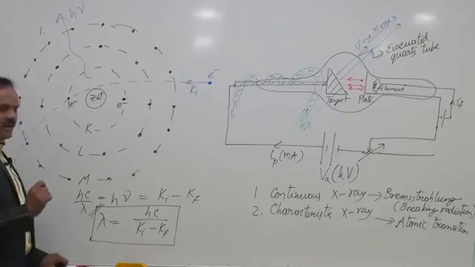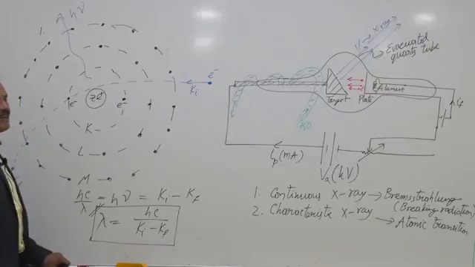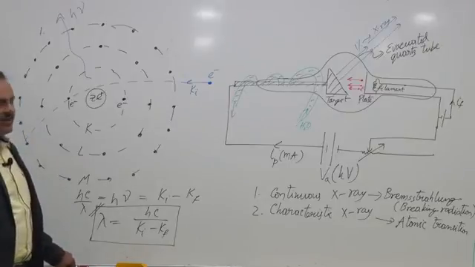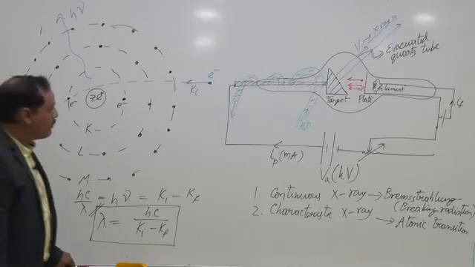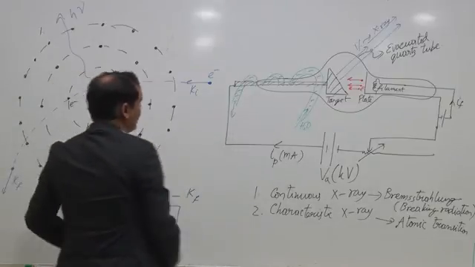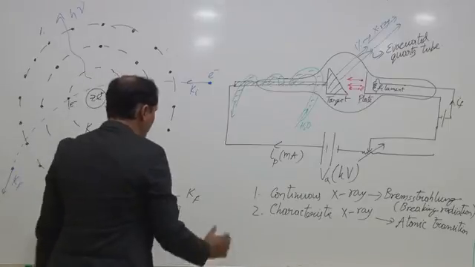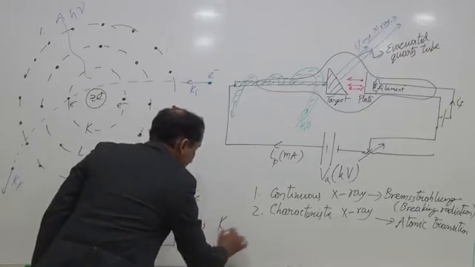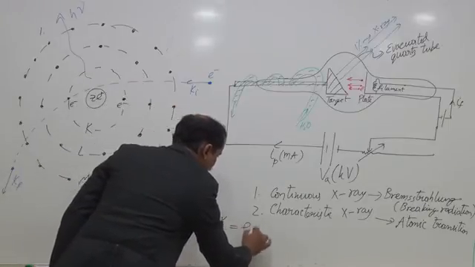Now, if the bombarded electron loses its entire kinetic energy in the very first collision, then what happens? Before striking the target, the kinetic energy of the incident electron K is equal to e into Va.